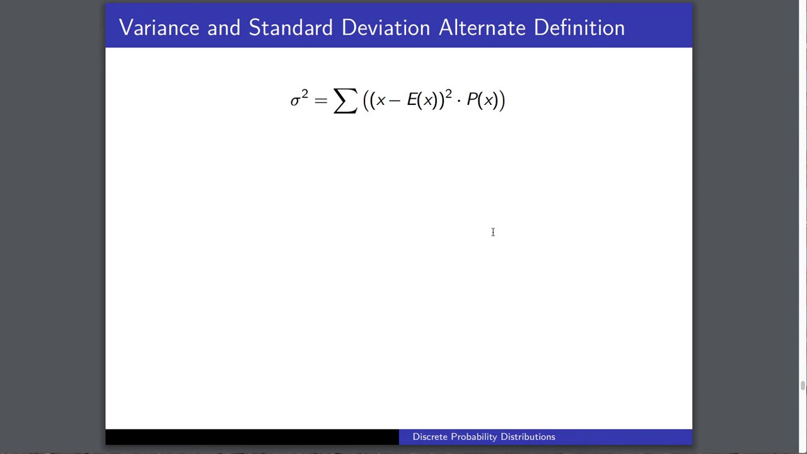As an alternative form of the variance and standard deviation, instead of the mean, the mu value, we could use expected value of x. So again, expected value of x for a probability distribution is the same as the mean of that probability distribution. And again, standard deviation is the square root of variance.